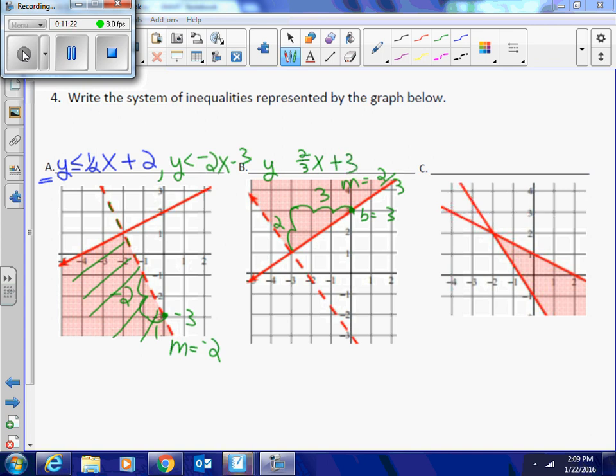Now I've got to decide which way to write my inequality. Well, my line again is solid, so I know I'm going to have an equal to bar. Now which way to face the inequality? You can see that the line is shaded above, and that tells me that y is greater than or equal to 2/3 x plus 3. Now let's do the dotted line.